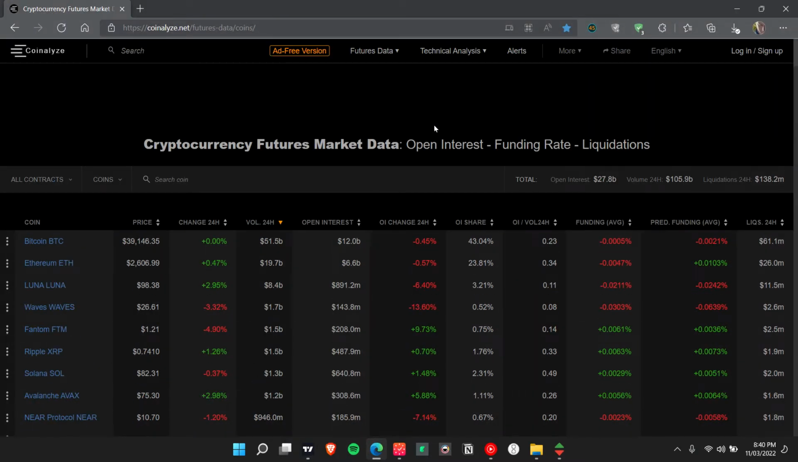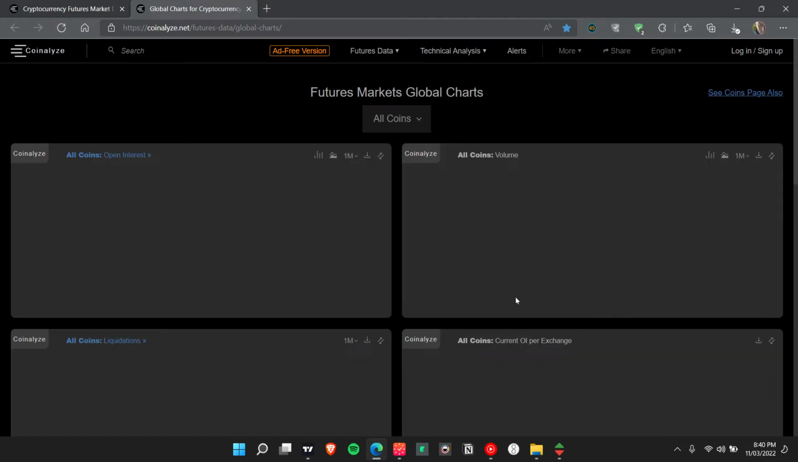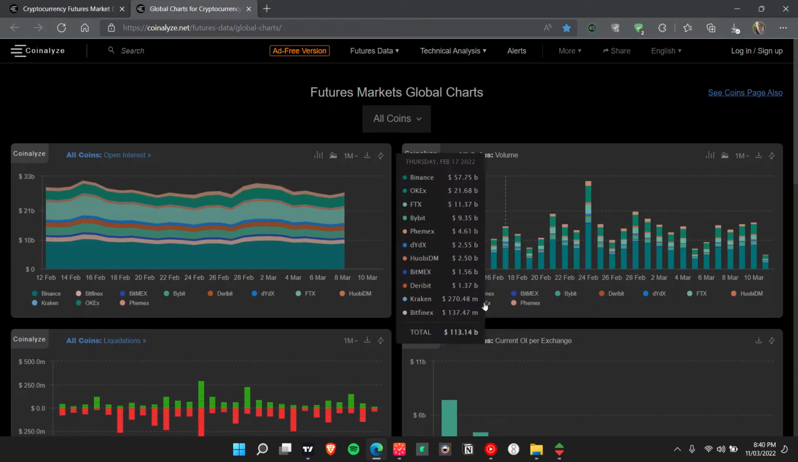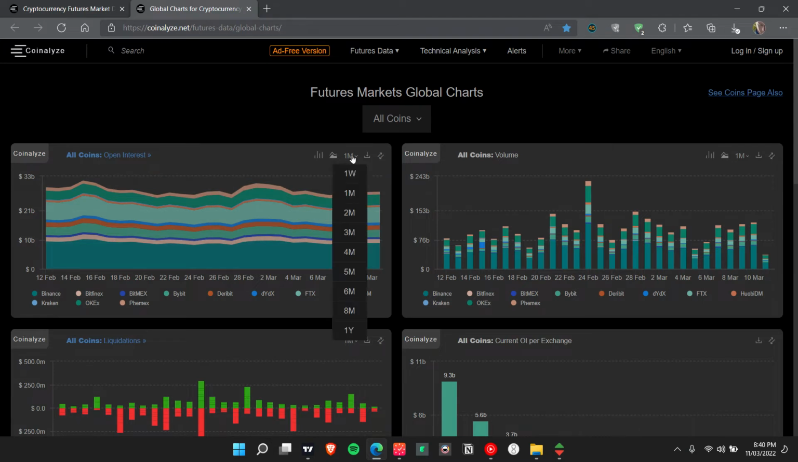Let's look at another thing. So let's go to futures data and click on global charts. Once you're here, what you can see is an aggregation of all the cryptocurrencies out there and their open interest over 1 year.